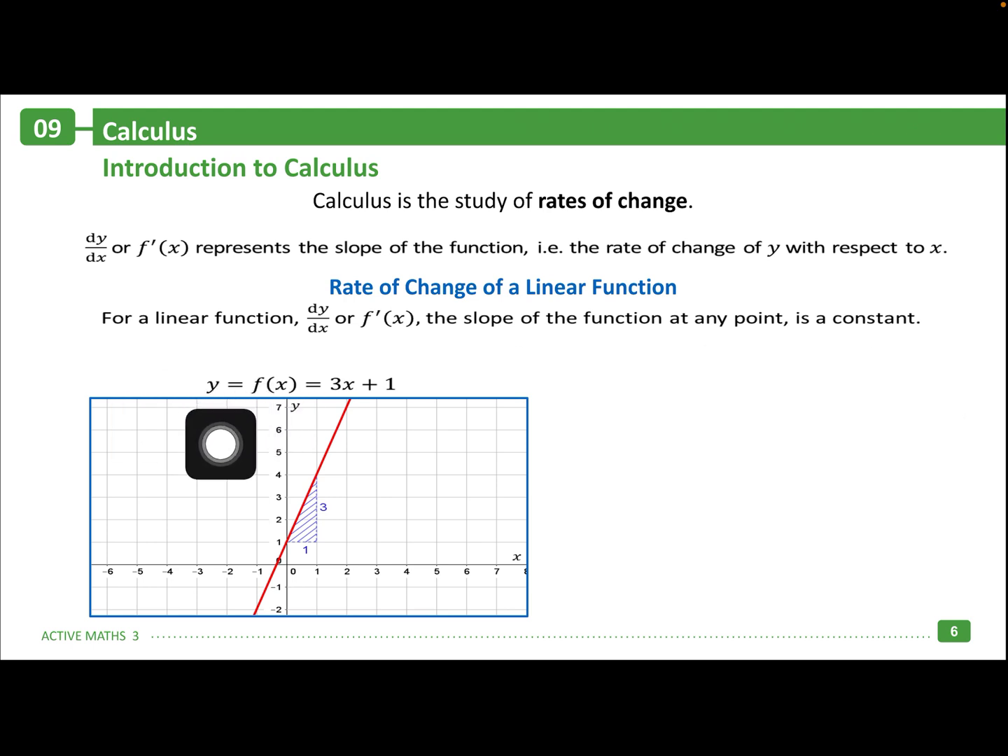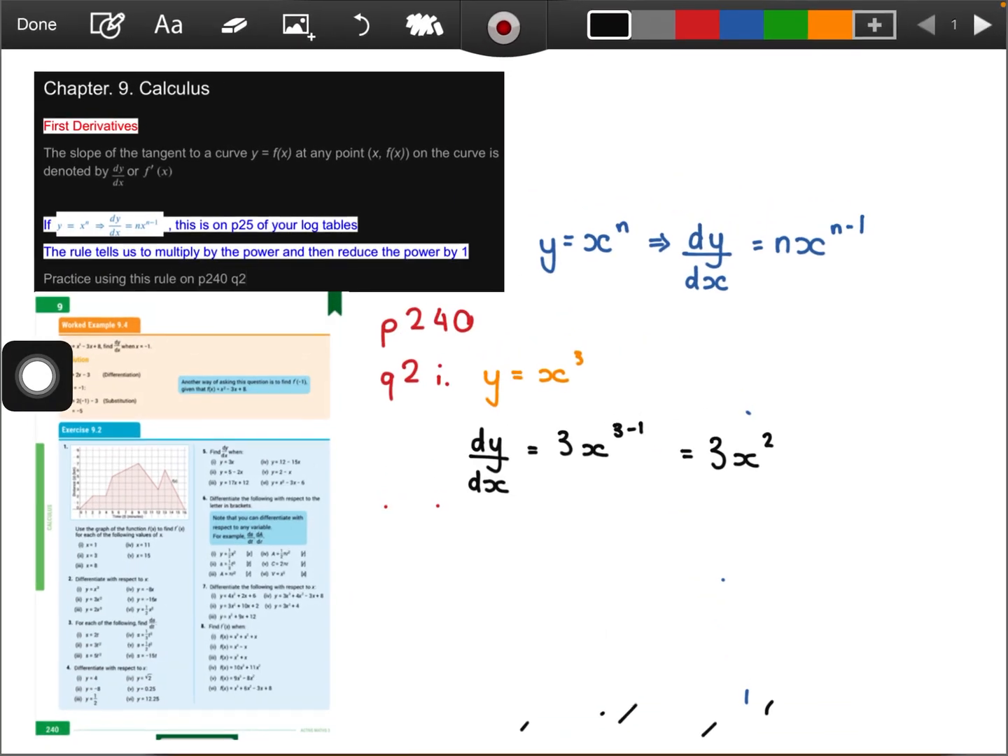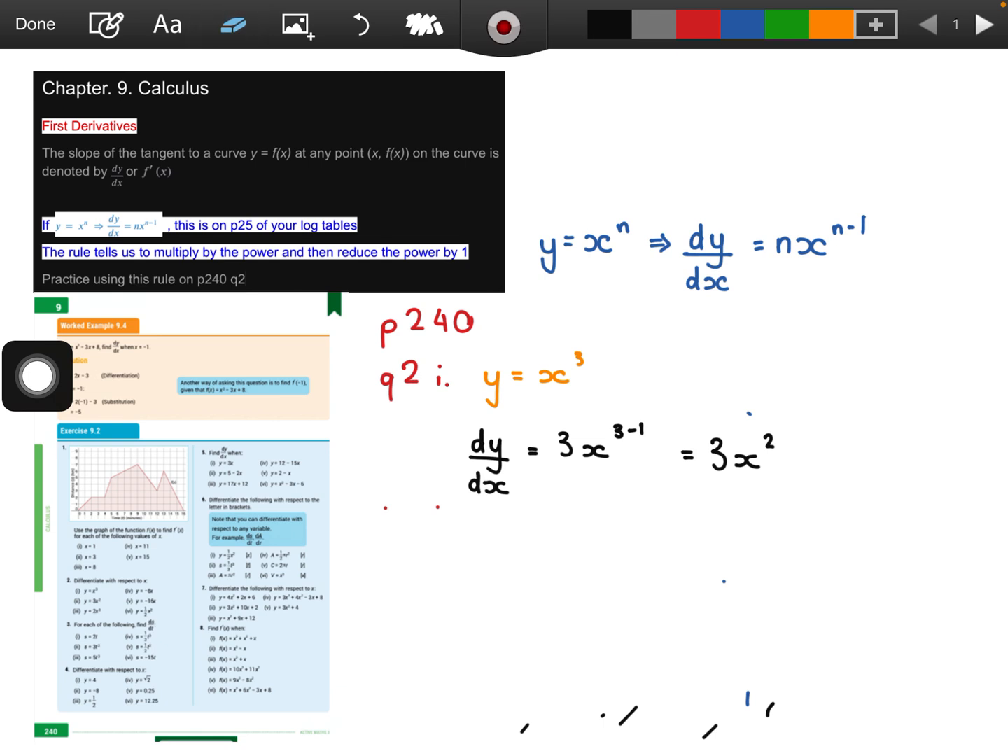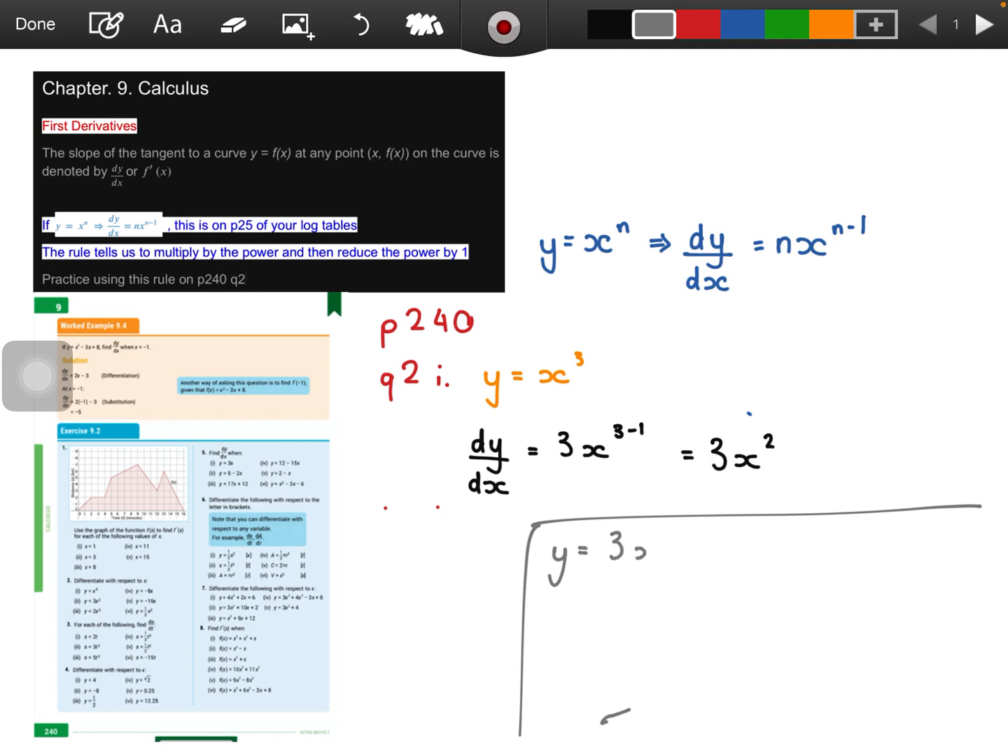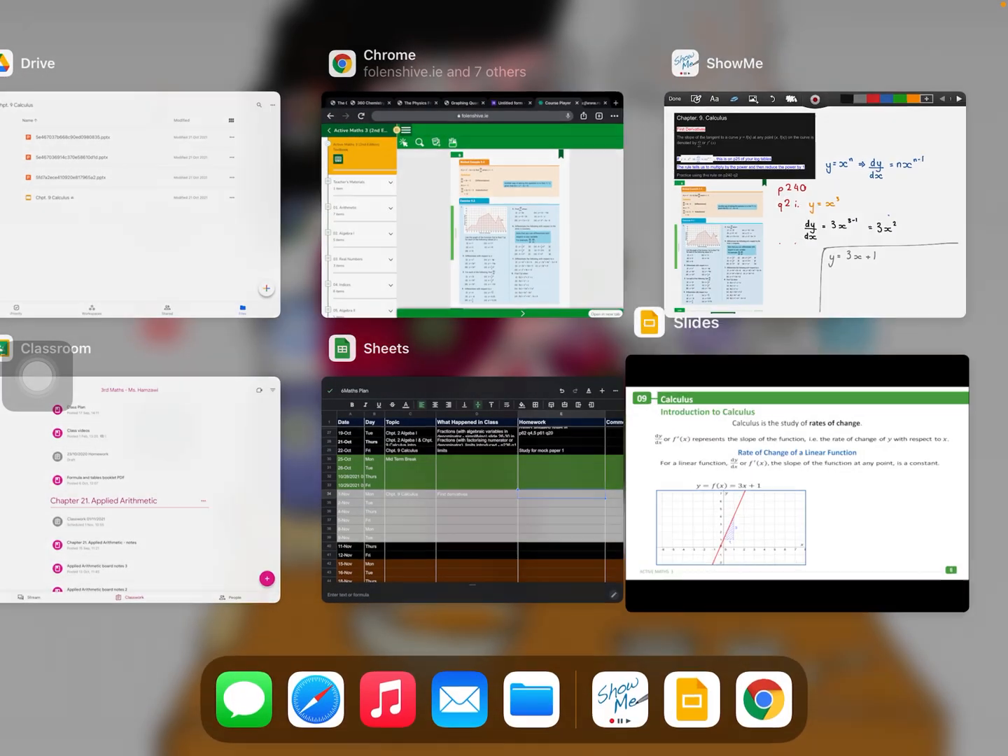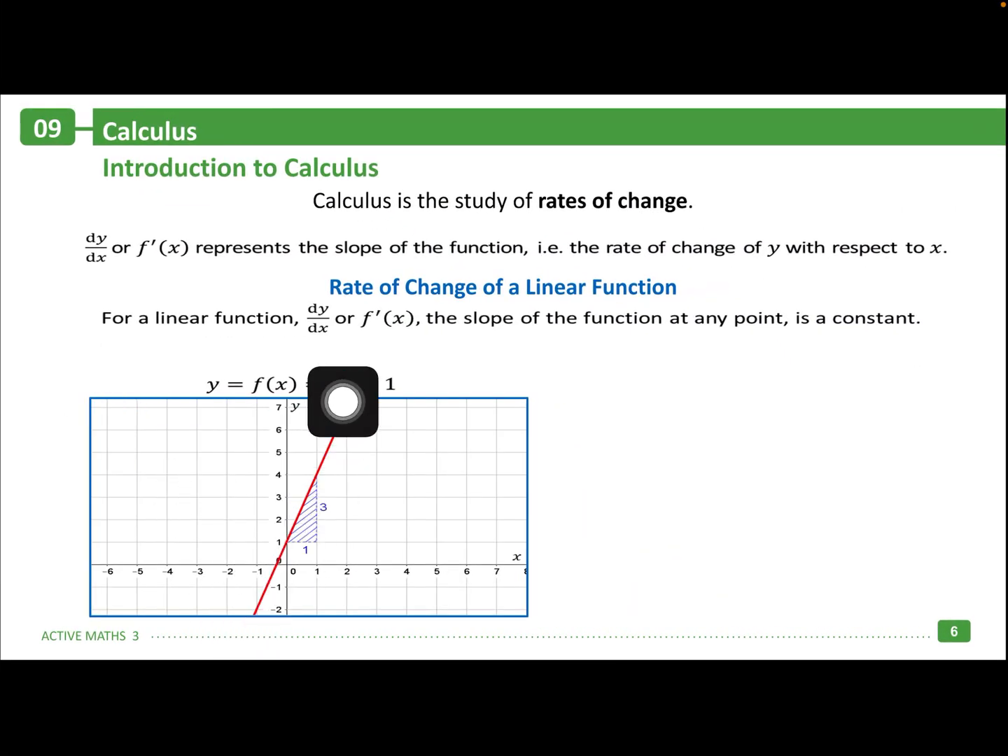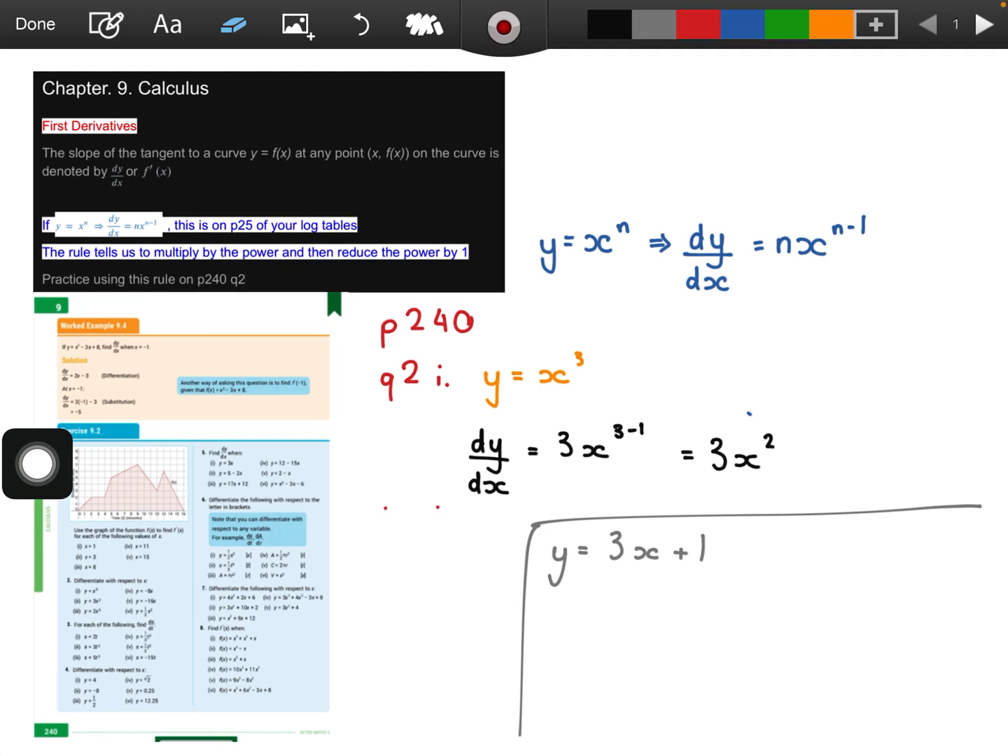So when we look at dy dx here, or f prime x, let's go back to my whiteboard and look at what was on that slide for a second. From that slide, we had y is equal to 3x plus 1. So we want to look at what is essentially the rate of change of this at any point. Now, what we're going to end up getting is that it's just the slope of the function because it's a linear function. But let's just have a look.